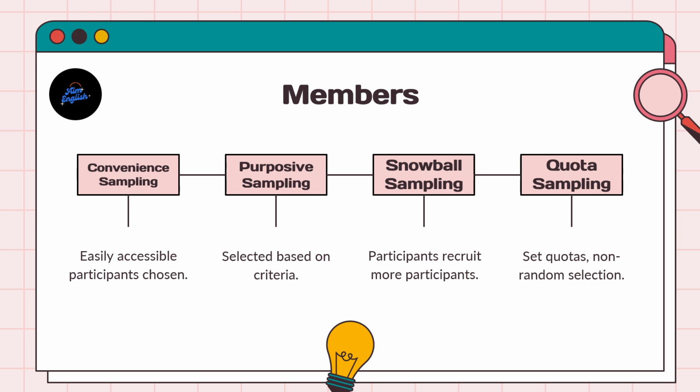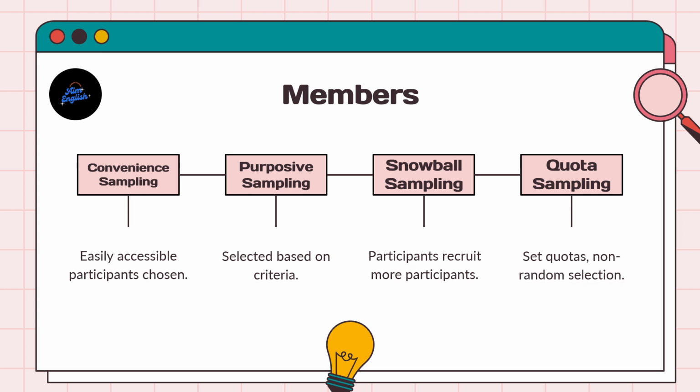Snowball sampling. This technique is useful when studying hard-to-reach populations. You start with 1 or 2 participants and they refer others. The sample snowballs, growing as more participants are recruited. Quota sampling. You set a target number for specific groups, for example, 10 males and 10 females, and then select participants non-randomly to meet those quotas. It ensures representation but lacks the randomness of probability methods.